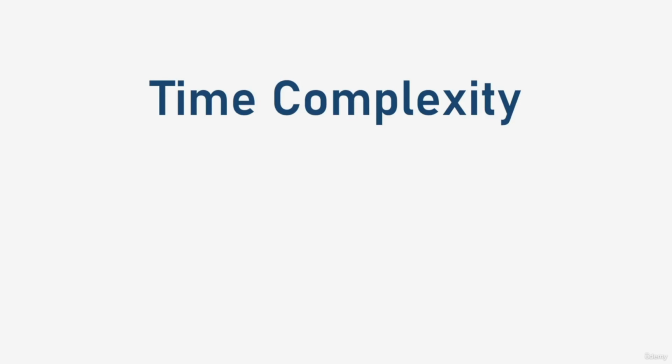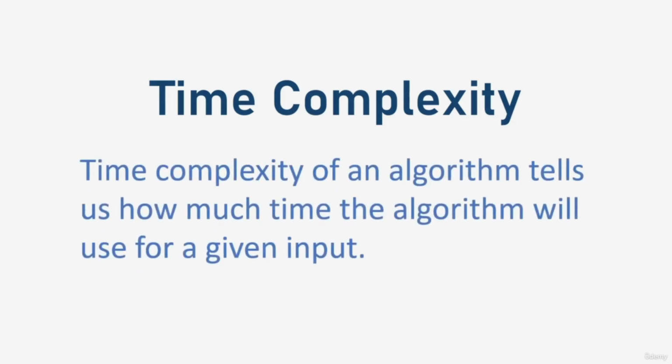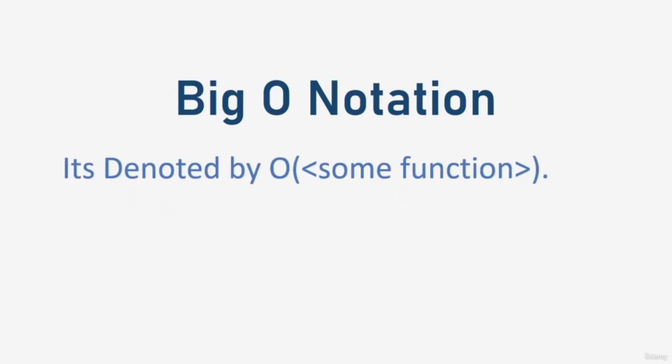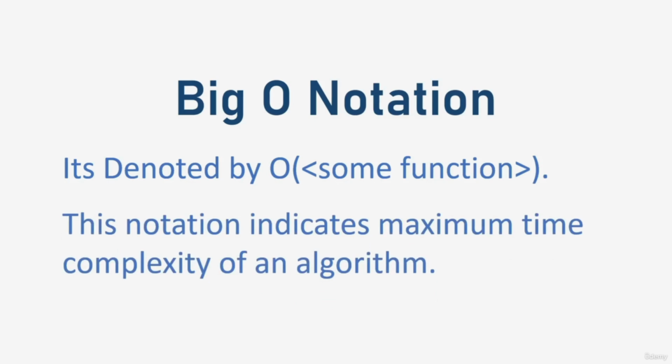That's where time complexity comes into the picture. Time complexity is an estimate of the time taken by an algorithm for a given input, with the help of which we can select the best algorithm for solving a particular problem. Next, we are going to see the representations of time complexity. The first is big O notation. It is represented by a capital O with some function written inside brackets. This notation is used to represent the maximum time complexity of an algorithm, which means an algorithm can have time complexity less than or equal to the big O time complexity.